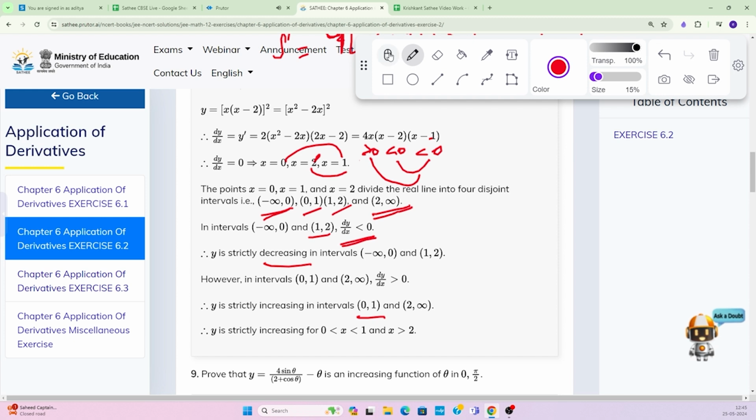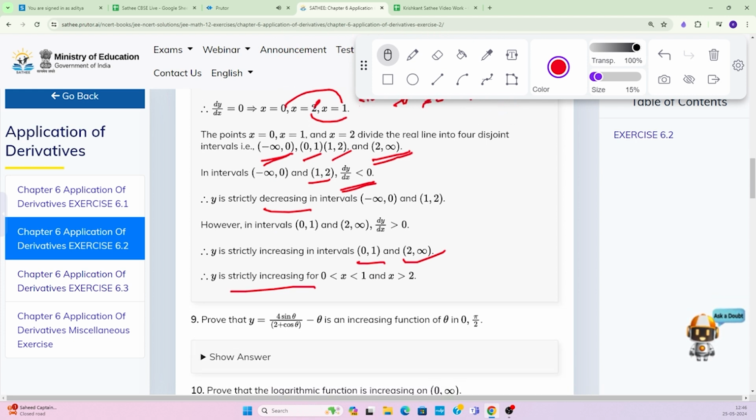What about 2 to infinity? Just observe things. In 2 to infinity, you will see that this is positive, this is positive, and this also is positive. So positive multiplied by positive multiplied by positive gives positive in total. This means strictly increasing in this interval. Clear? I hope it is clear to you. What is happening is we have to just find the first order derivative, then find these points where we can form our intervals.